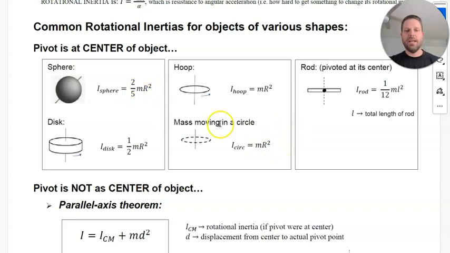So what would happen if we take any of these shapes and we shift the pivot over to the side, away from the center of mass? If the pivot's not the center of the object, it's always going to have a greater rotational inertia, because now the mass is going to be on average farther away from the pivot.